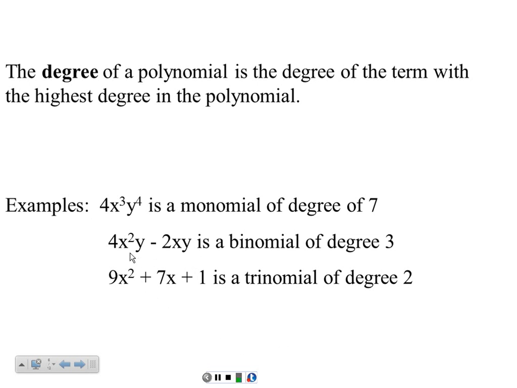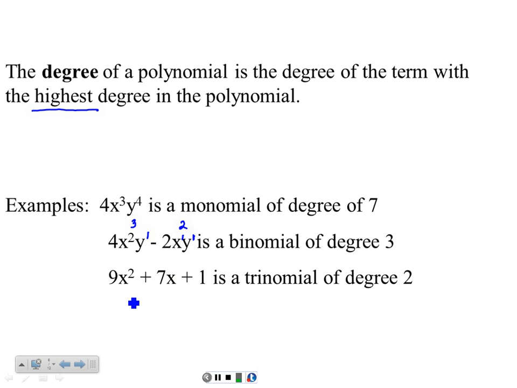So the degree of this first term, 4x squared y to the first power, is 3. And this next term, 2x to the first power times y to the first power, has a degree of 2. And so you're going to go with the highest degree in the polynomial. Notice the degree of this whole binomial is 3 because that's the highest degree term I have in the whole polynomial.